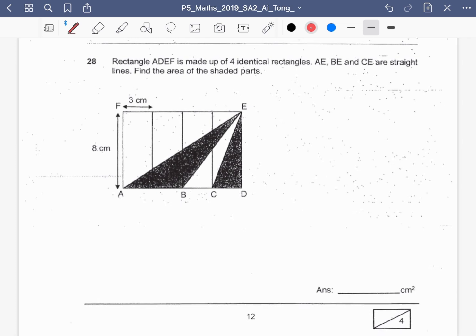ADEF is made up of 4 identical rectangles. AE, BE, and CE are straight lines. Find the area of the shaded part. Okay, highlight again. Area of the shaded part.